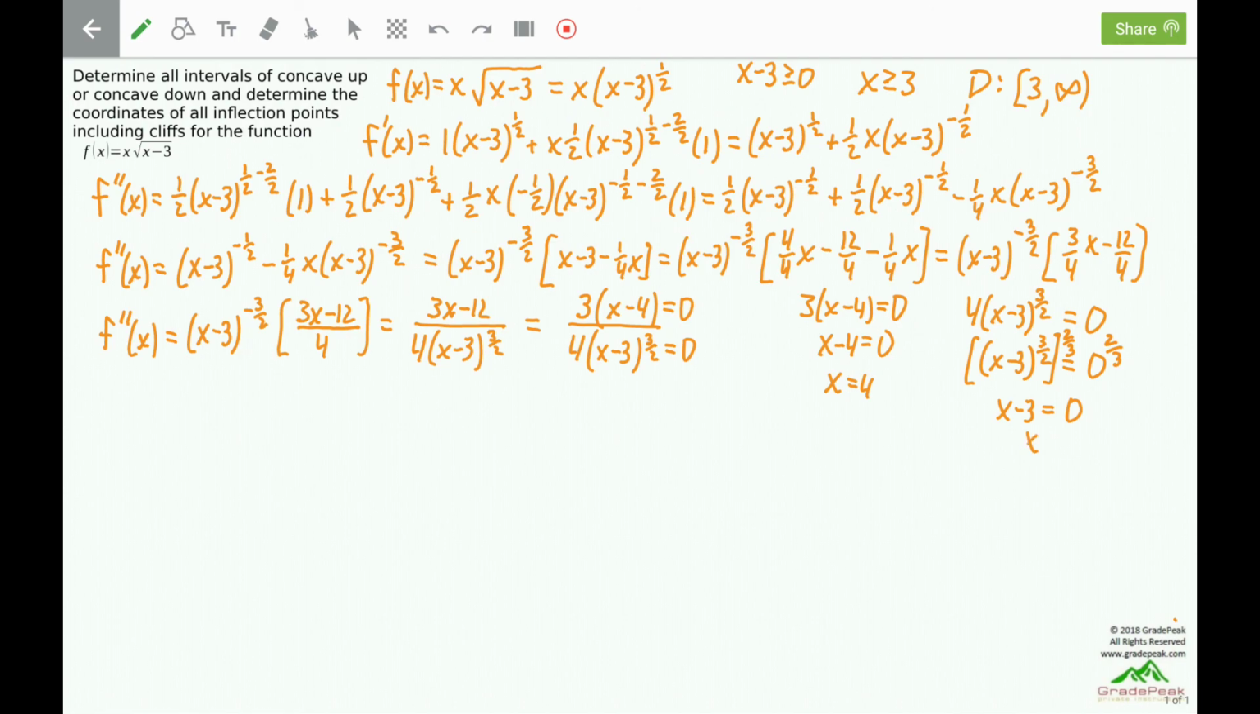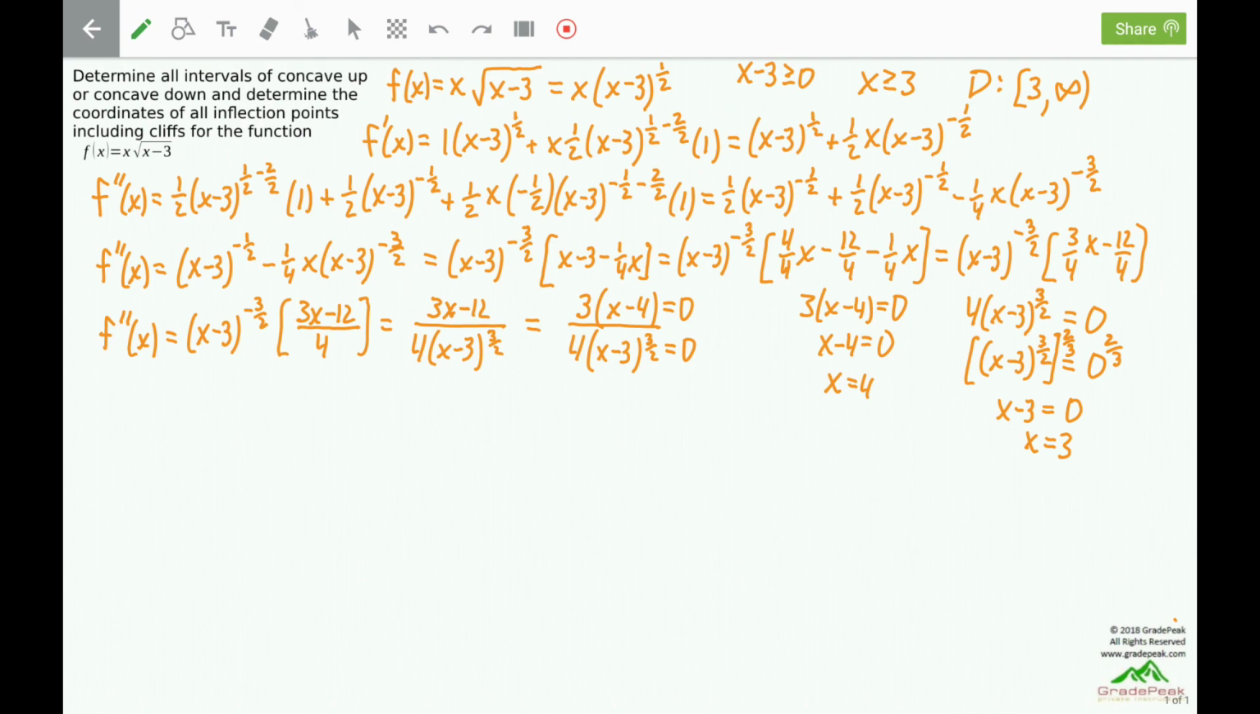We can now add 3 to both sides, and x equals 3. We will now check to see which of these are in the domain. The domain is all real numbers greater than or equal to 3. 4 is a real number. It's greater than or equal to 3. 3 is a real number. It's equal to 3. It's actually the left endpoint of the domain.